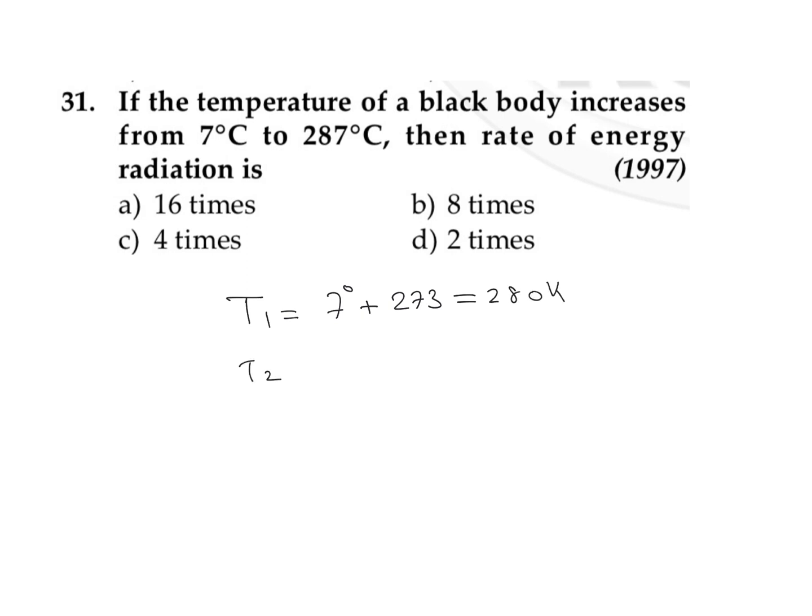Now in the second situation, the temperature is given as nothing but 287 degrees Celsius. So again we can add 273 to convert it into the Kelvin scale, which is equal to nothing but 560 Kelvin.